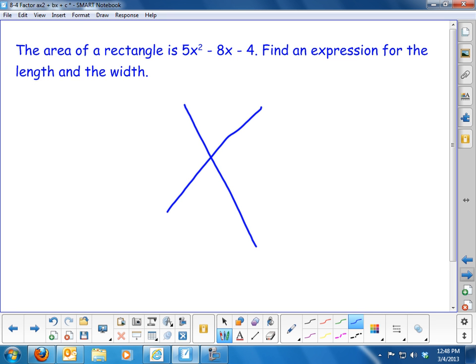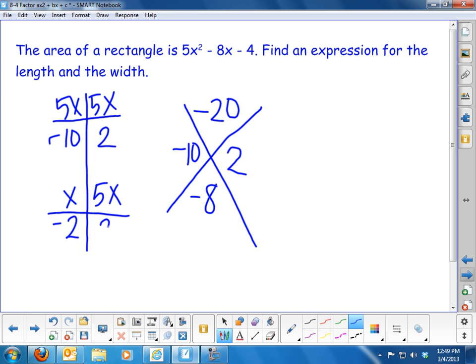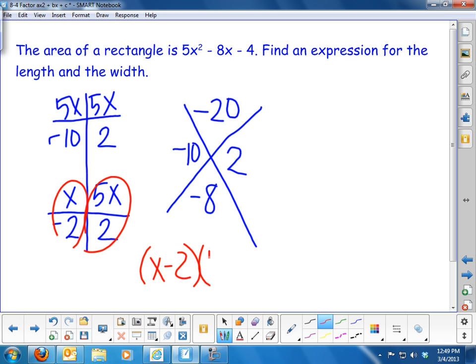In my x, I'm going to have 5 times negative 4, negative 20 on the top, negative 8 in the bottom. I know that that's going to give me a negative 10 and 2. Then when I come over here to my t, I have 5x and 5x, negative 10 and 2. When I simplify that, that simplifies to 1x and negative 2. I'm going to take a 5 out of each one. My second binomial, 5x and 2, no way to simplify that, so I just leave it as it is. Then I take my two binomials, x minus 2 and 5x plus 2.